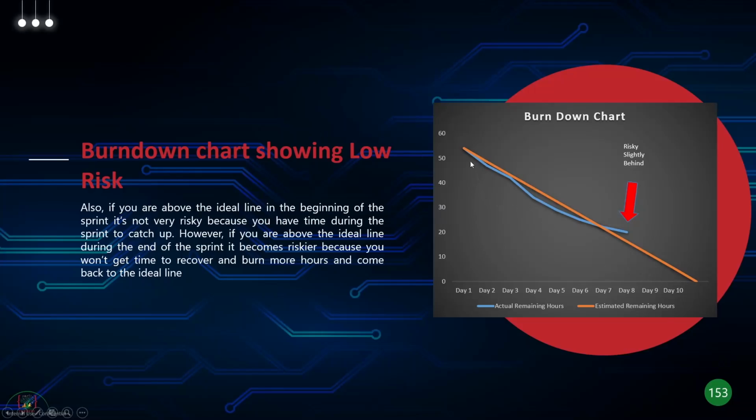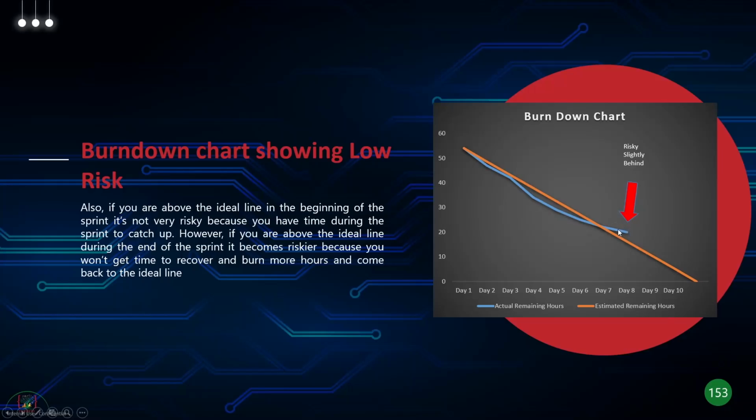Now, that's the orange line in this case. The blue line is basically what your team is actually burning down. So, in the beginning, they were at 55 hours, and you can see here it's below the ideal line. Now, the idea is as long as this actual remaining hours is below the ideal line, it's good. That means that you are burning down more than what the ideal line wants you to burn down, right? So if you're below, you're on track.